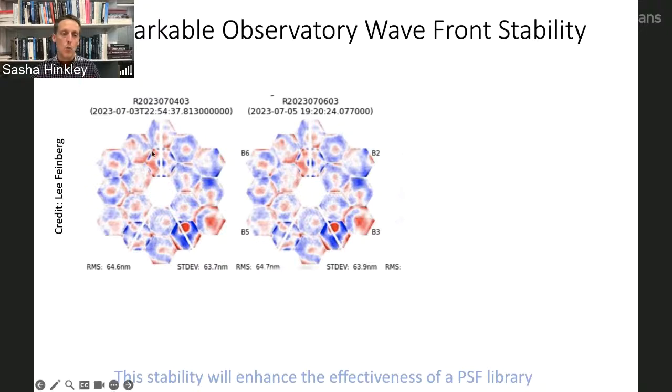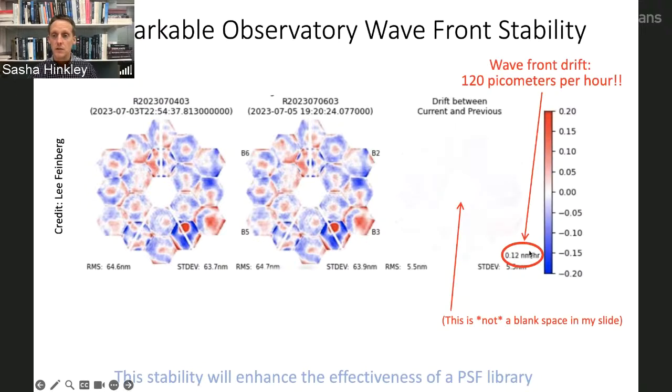This is a plot of the wavefront on July 3rd, and you can see the RMS is about 64 nanometers here. Two days later, we have a very similar RMS, a little bit different number, but still in the vicinity of 64 nanometers, which is already great news. If we were to look at the difference of these two, we find something like this. Now, this is not a blank space in my slide. This is actually the difference in wavefront over something like 2 days.